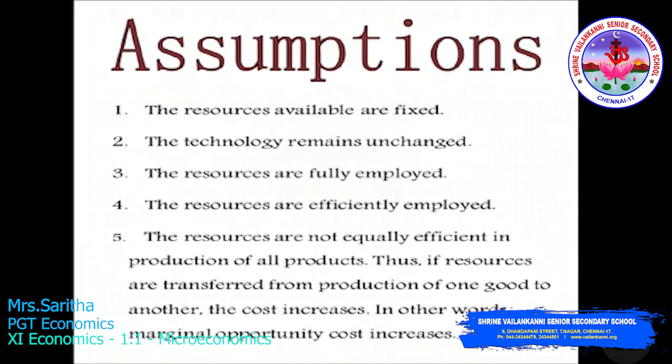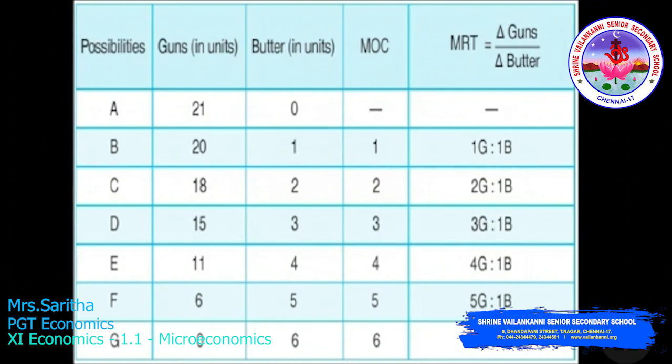With the help of the given resources, only two goods can be produced. Third point, the resources are fully and efficiently utilized. Resources are not equally efficient in the production of all products. When resources are transferred from the production of one good to another, the productivity decreases. Assume the level of technology is constant. So, those are the assumptions. Let's move on to the schedule.